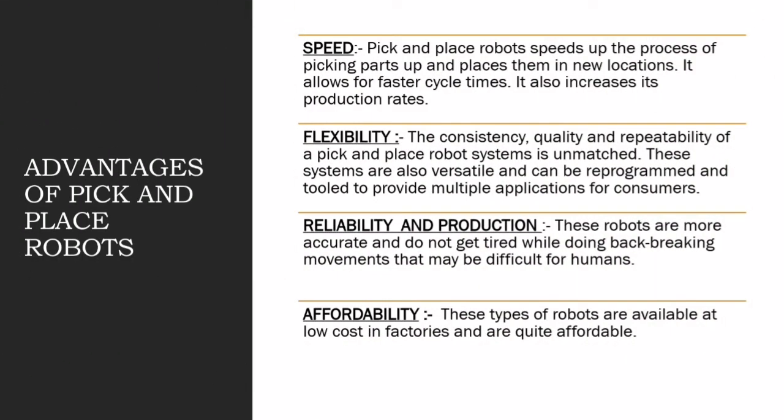Now let us know the advantages and disadvantages of pick and place robots in industries. Advantages of a pick and place robot are based on four important points, that is speed, flexibility, reliability of production, and affordability. In terms of speed, a pick and place robot speeds up the process of picking parts up and placing them in a new location. It allows for faster cycle times and it also increases the production rate.